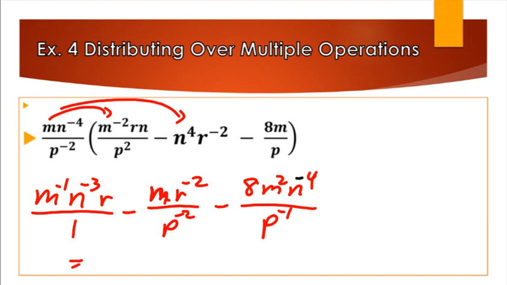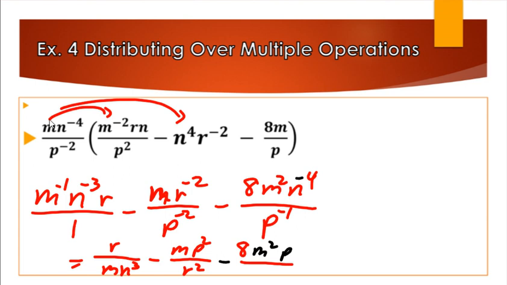So to simplify this, this would be m in the denominator, n cubed in the denominator, r in the numerator, minus m p squared over r squared, minus 8 m squared p over n to the fourth. The variables m, n, r, and p all cannot equal 0.